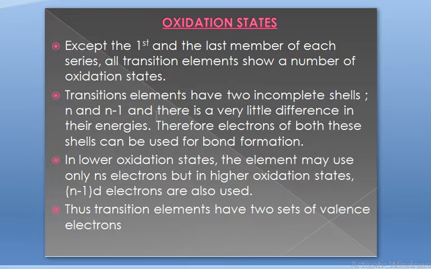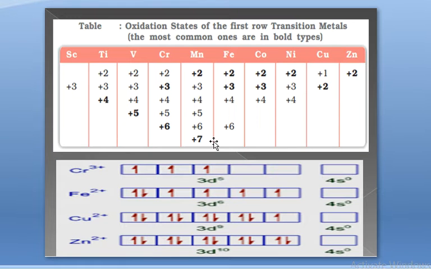The last point is the conclusion. Basically, the reason for having variable oxidation states is that they have two sets of valence electrons. Now in this slide we have the first transition series, the 3d series. As you can see, scandium is just +3, zinc is just +2, and the reasons are the electronic arrangement. Otherwise, you can see all of them have many oxidation states. Manganese, which is in the middle, shows 1, 2, 3, 4, 5, 6 oxidation states. It can exist in +2, +3, +4, +5, +6 and +7.